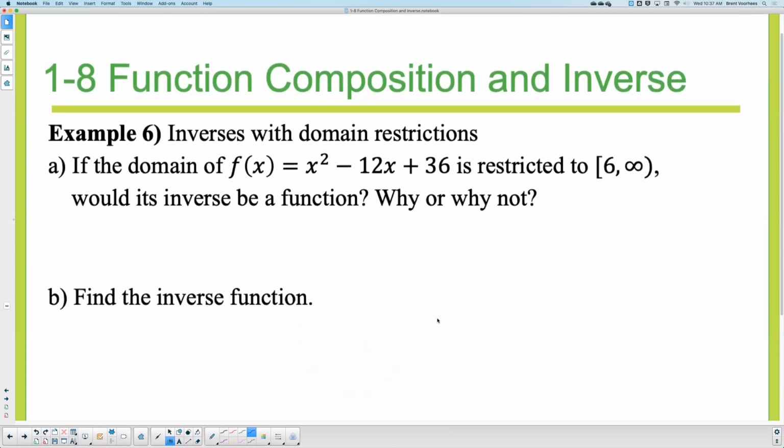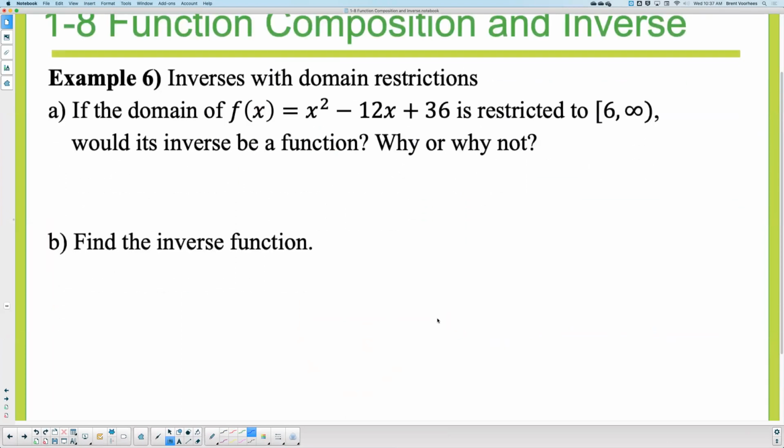Example 6. It says if the domain of this equation is restricted to 6 to infinity, would its inverse be a function? Why or why not? Okay, help me out here. If we wanted to graph this, according to its leading term, what shape will this take? It's a parabola.